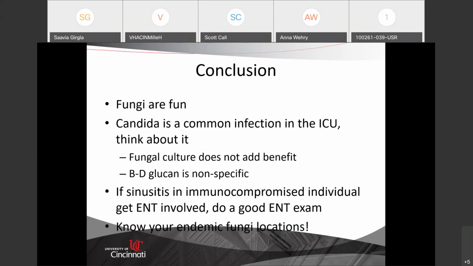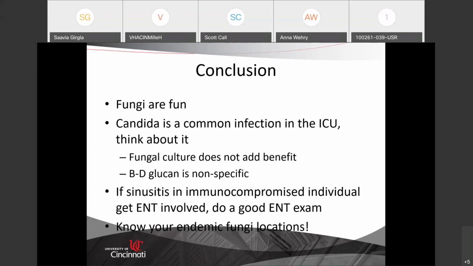So my conclusion, fungi are fun. Candida is common, and particularly in the ICU, so think about it. Adding a fungal blood culture, if you're worried about Candida, doesn't add any benefit and adds cost. So don't do fungal cultures, just for candidal infections. The beta-D glucan is non-specific. So if you order it, don't say it's a definite diagnosis of Candida, but it can be helpful.